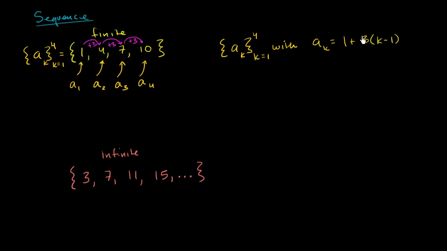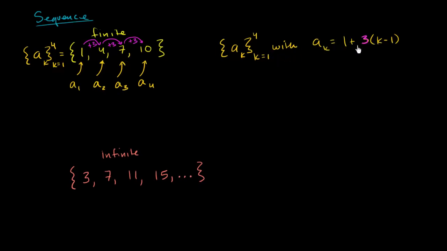And you can verify that this works. If k is equal to 1, you're going to get 1 minus 1 is 0. And so a sub 1 is going to be 1. If k is equal to 2, you're going to have 1 plus 3, which is 4. If k is equal to 3, you get 3 times 2 plus 1 is 7. So it works out. So this is one way to explicitly define our sequence with kind of this function notation.